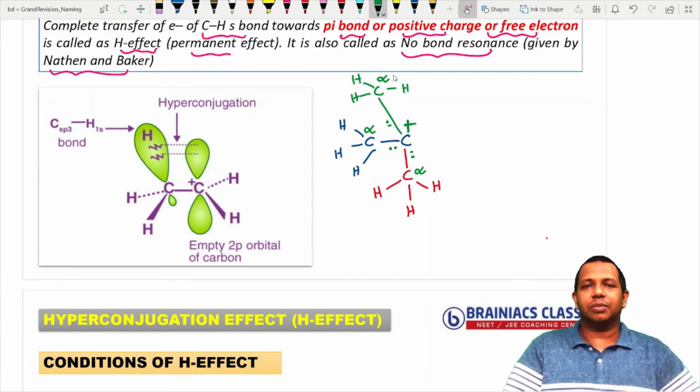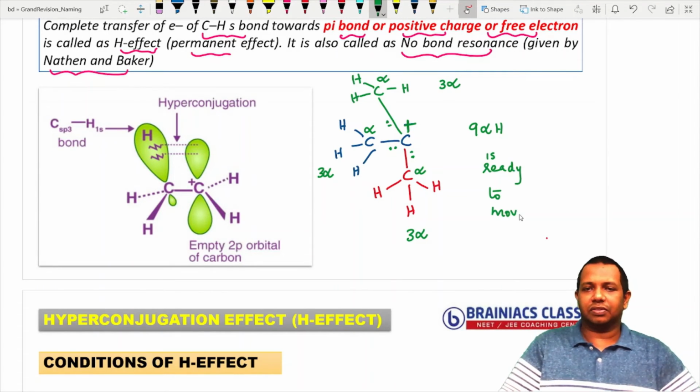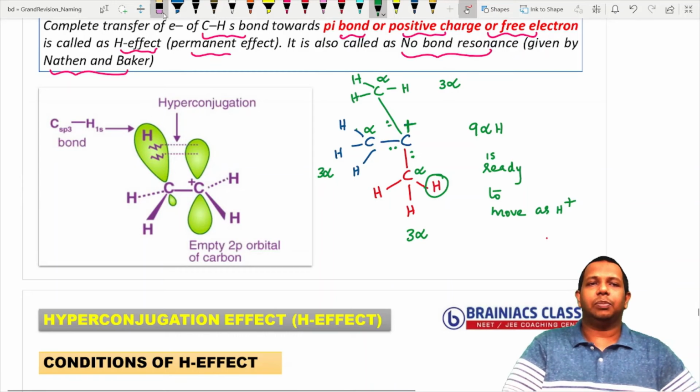So how many hydrogen atoms are associated with these? With this one 3 alpha is there, here also 3 alpha, here also 3 alpha. So I can say totally 9 alpha hydrogens are ready to move as H plus. So this compound is more stable because there is a greater probability for hydrogen to leave as H plus. And what will happen once it leaves as H plus? Suppose this hydrogen atom is leaving as H plus, I'm taking an example.